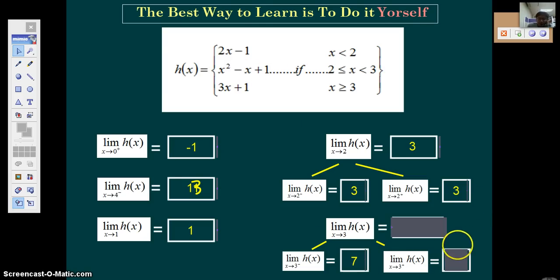3 from the right. So x approaches 3 from the right would be obviously the third condition. So it's 3 times 3, 9 plus 1, this is 10. Now again, the left hand, the right hand, if they do not approach the same value, we say that the limit as x approaches 3 does not exist.